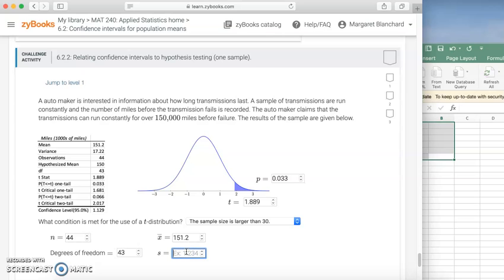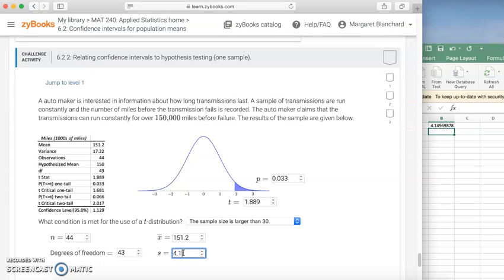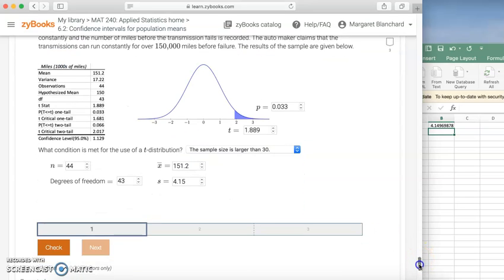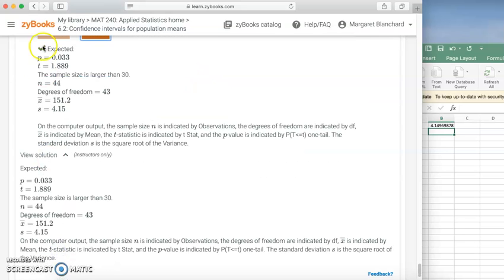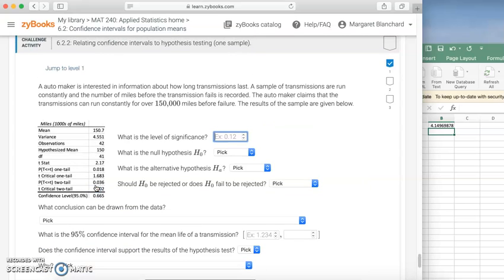And then the sample standard deviation. Now remember, our variance is our standard deviation squared. So what we need to do is just take the square root. And if you don't have a calculator, the easiest way to do that is say square root 0.22, enter, and we get 4.149, and once you round that up, 4.15. Again, the standard deviation is the square root of that variance. All right, let's check. Nice little green check mark. Let's move on to the next section.